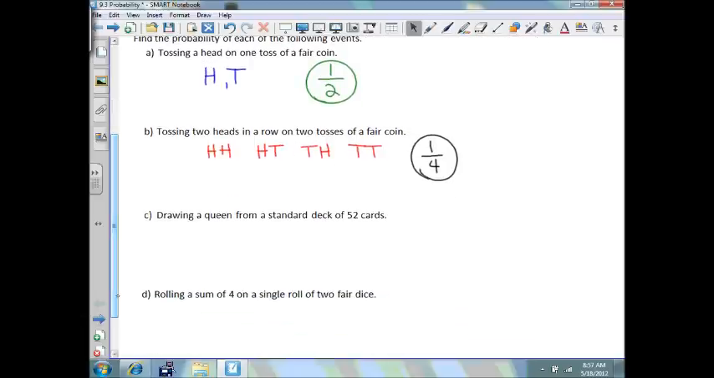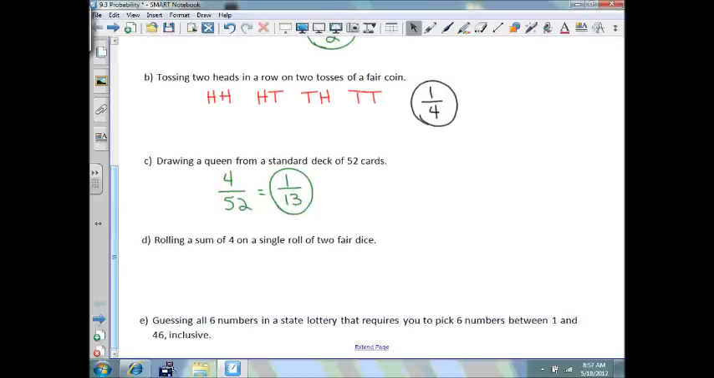Now we talk about drawing a queen from a standard deck of 52 cards. Well, there are 4 queens in a deck of 52 cards, so that means it'll be 1 out of 13. That is the probability of drawing a queen from a standard deck of 52 cards.